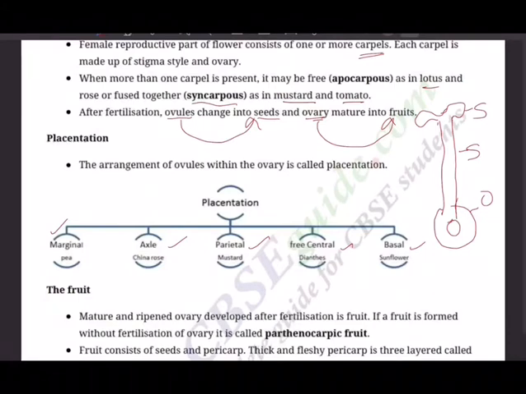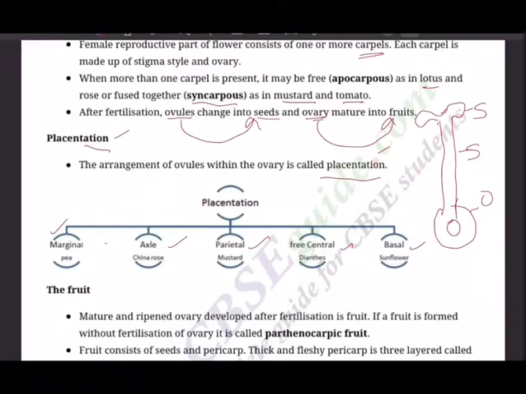As all of us know, we are revising chapter number 5, morphology of flowering plants, and in that we are going to talk about another concept called placentation. Placentation refers to the arrangement of ovules inside the ovary. How the ovules are arranged inside the ovary is placentation, and depending upon the arrangement of ovules inside the ovary, placentation is of so many types.